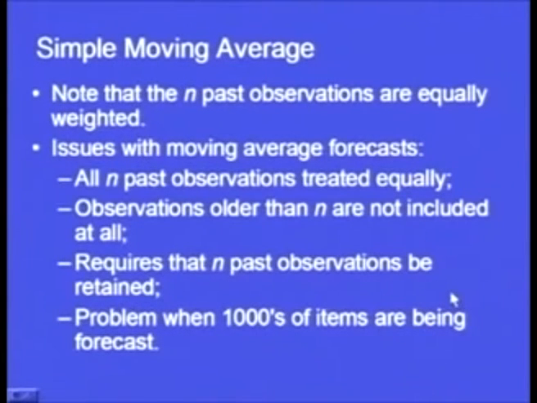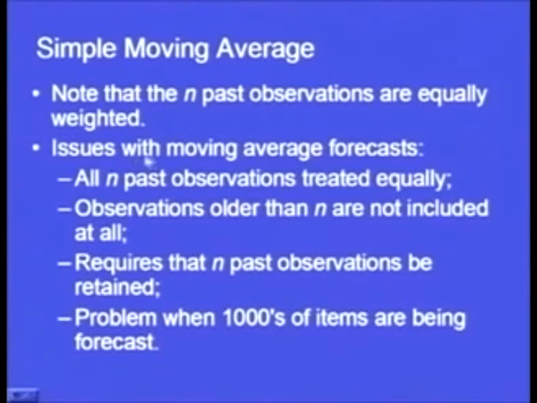So, simple moving average, some points to note regarding the simple moving average are: note that the n past observations are weighed equally. So the weightage given to each and every observation of the previous years is the same. The weights are not varying. So we will see a problem in which the weights can be assigned to the previous observations. So in simple moving average, n past observations are equally weighed. That is the first point to be taken into account.